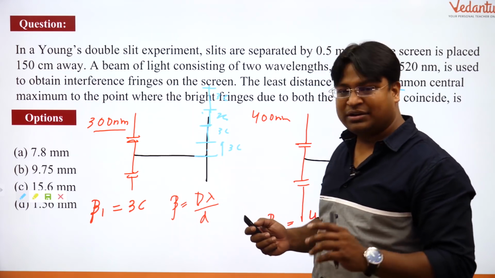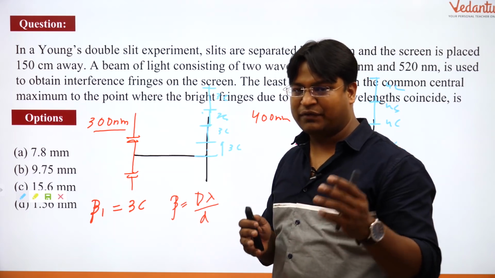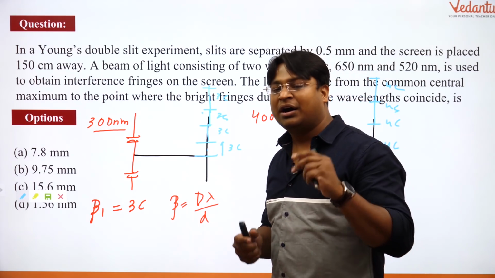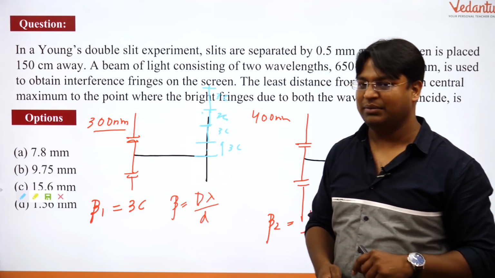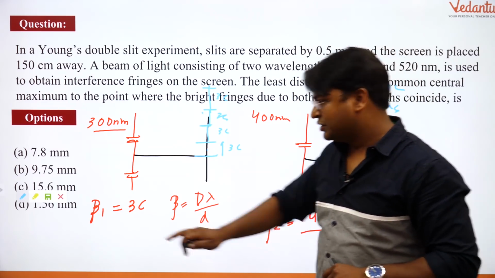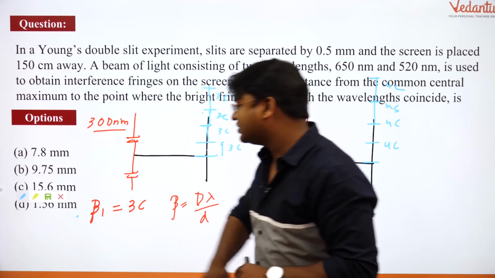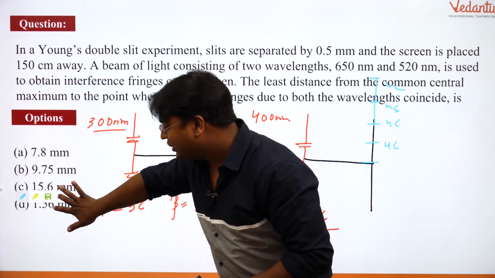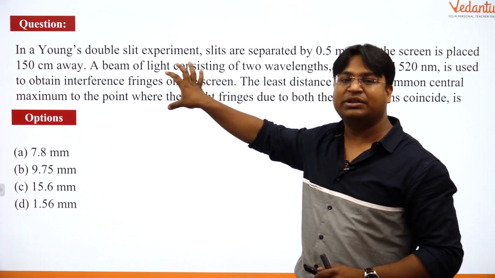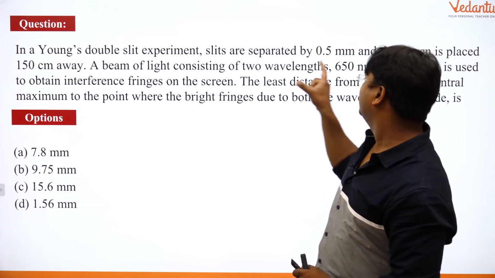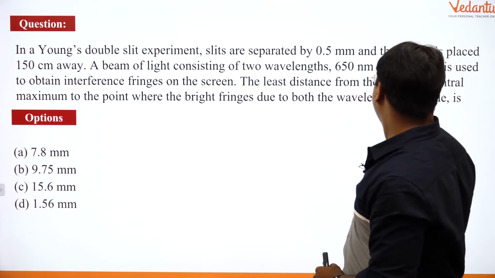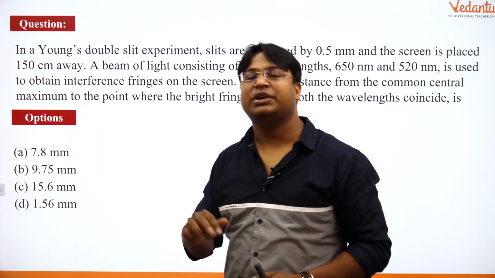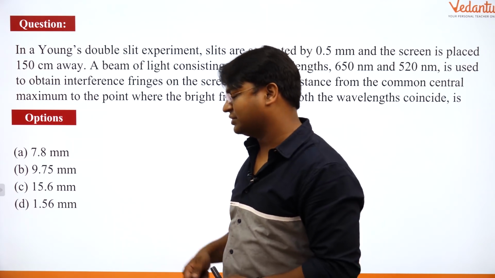Okay, and if you have not grasped the idea by now, think about it in a moment of peace and you will understand why we are taking the LCM. Okay, so now I'm leaving the calculation part. I think I've explained the question. You should be able to calculate the fringe width for 650 nanometer. You should be able to calculate the fringe width for 520 nanometer. And if you take the LCM of those two numbers, you'll get the answer.